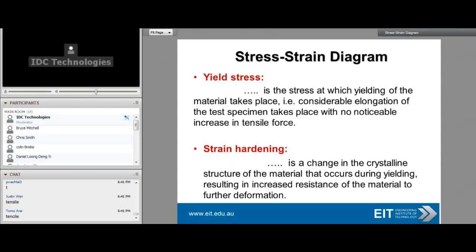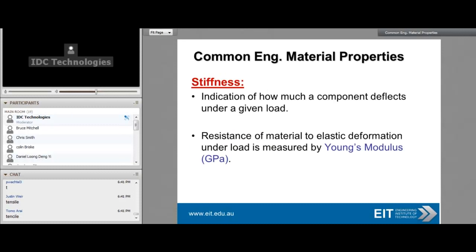Now, yield stress, I've mentioned before, that's where we get yielding of the material, and then we get plastic deformation occurring. Strain hardening is, if you look at the sample, you could see the grain structure, you know, under a microscope, you could see the grain structure of the material is actually starting to change, and that's what's doing the damage.